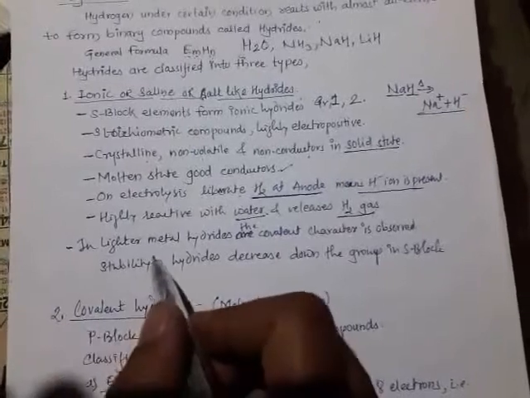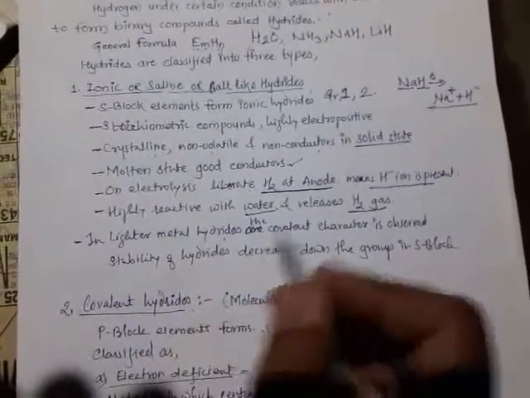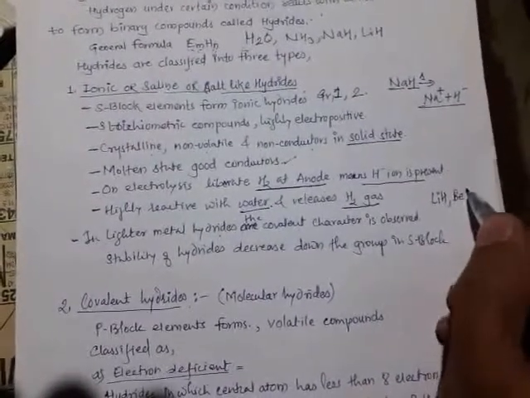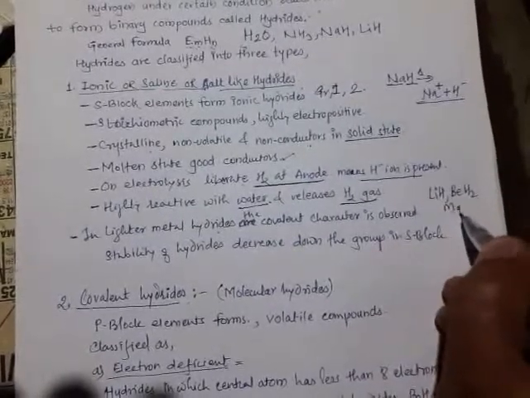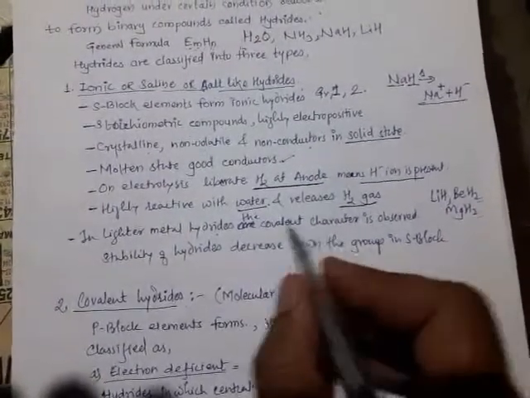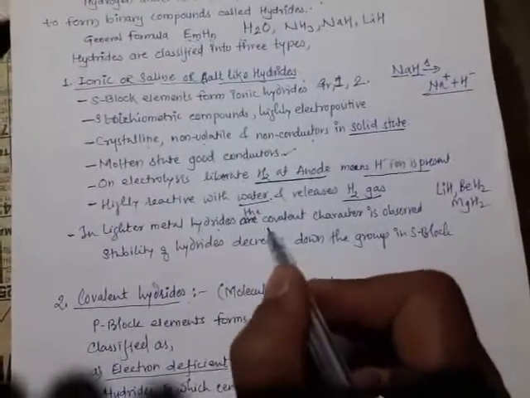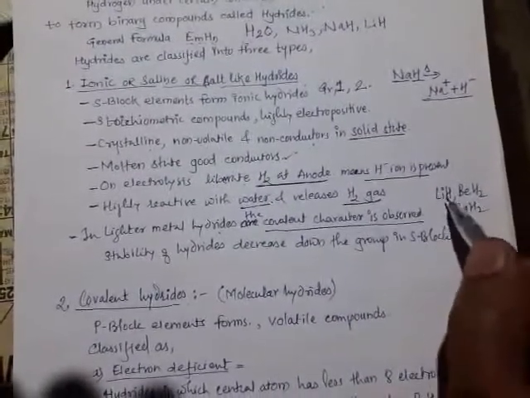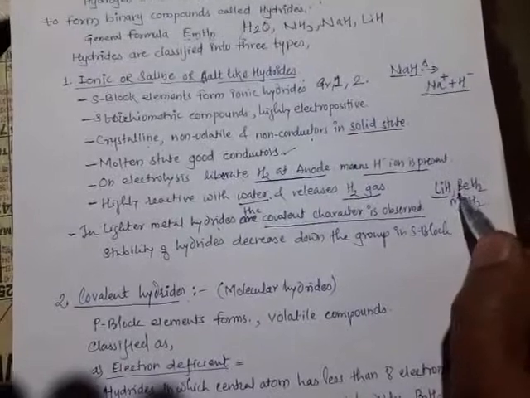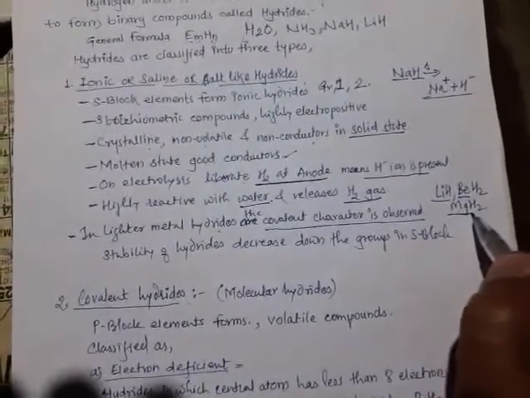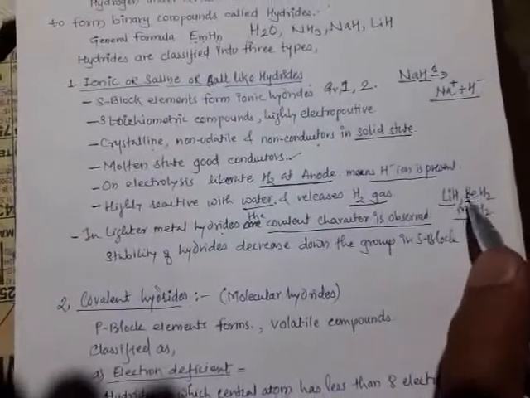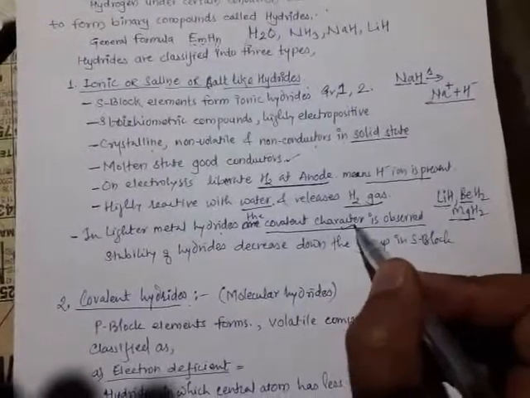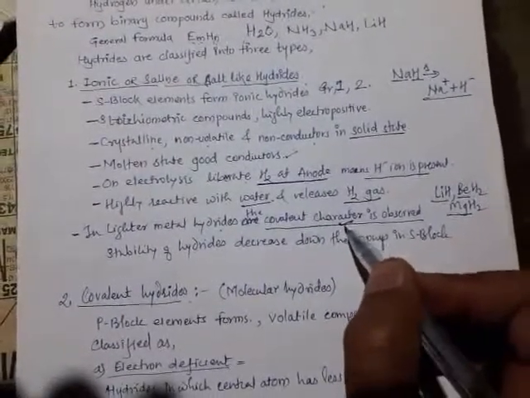The lighter metal hydrides, for example LiH, BeH2, MgH2, are covalent. These are ionic hydrides, but we observe covalent character in the lighter metal hydrides, lithium hydride, beryllium hydride, and magnesium hydride. So covalent character is more.